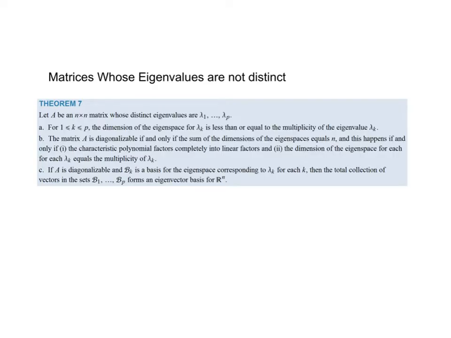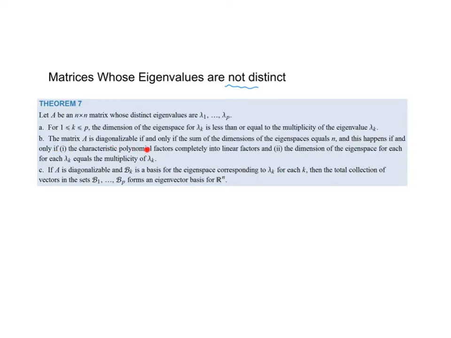Theorem 7 involves matrices whose eigenvalues are not distinct, so not like the last example that we just did. Let A be an n by n matrix whose distinct eigenvalues are lambda 1 through lambda p. Part A says for k between 1 and p, the dimension of the eigenspace for lambda k is less than or equal to the multiplicity of that eigenvalue. That's what we saw in the earlier example, right? You have a multiplicity of 2. You can have an eigenspace consisting of 1 or 2 vectors.